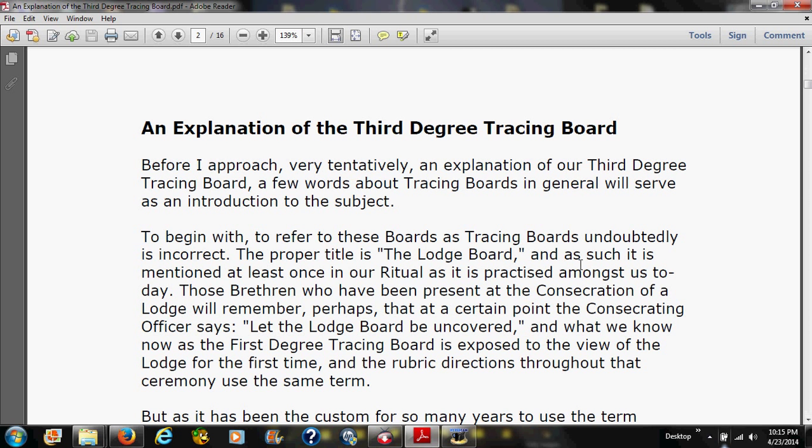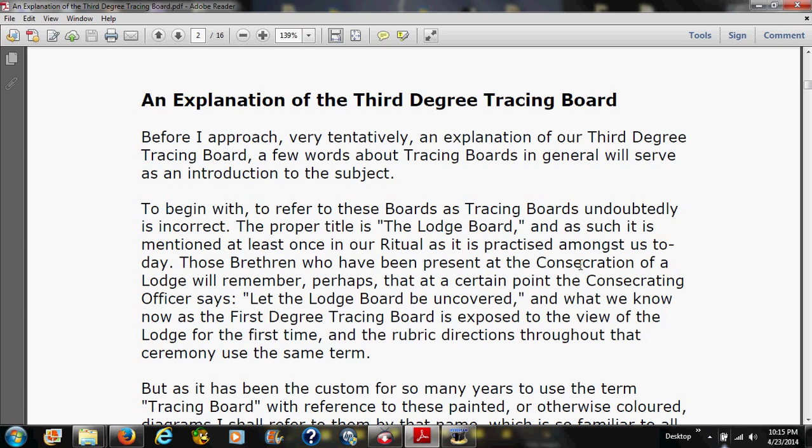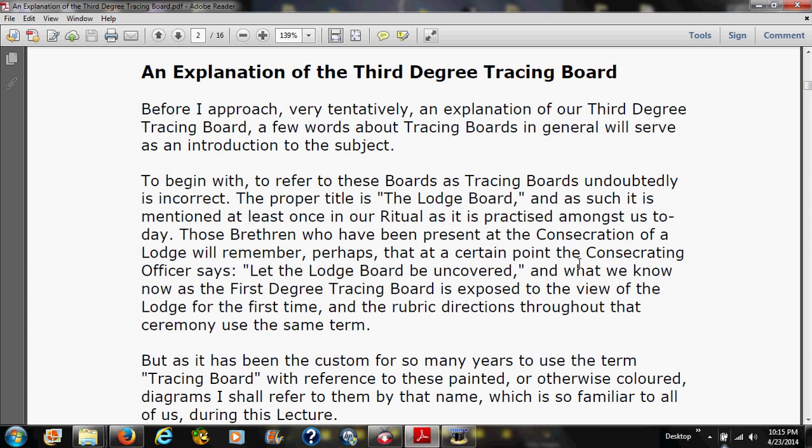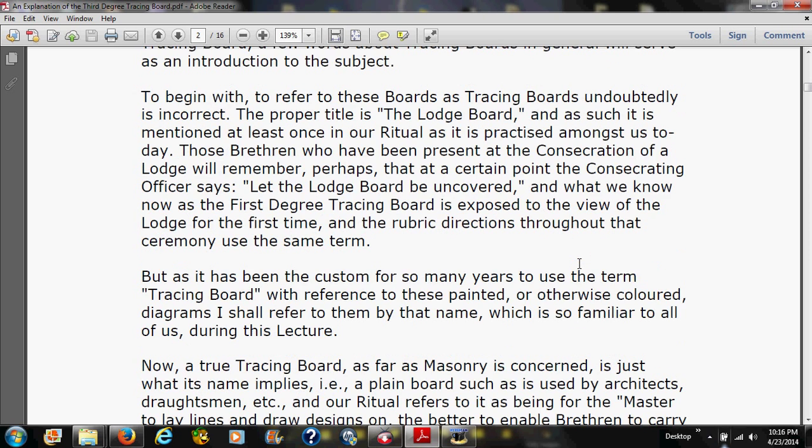To begin with, to refer to these boards as tracing boards undoubtedly is incorrect. The proper title is the Lodge Board. And as such, it is mentioned at least once in our ritual as it is practiced amongst us today. Those brethren who have been present at the consecration of a lodge will remember, perhaps, that at a certain point the consecrating officer says, "Let the lodge board be uncovered." And what we know now as the first degree tracing board is exposed to the view of that lodge for the first time. And the rubric directions throughout that ceremony use the same term.